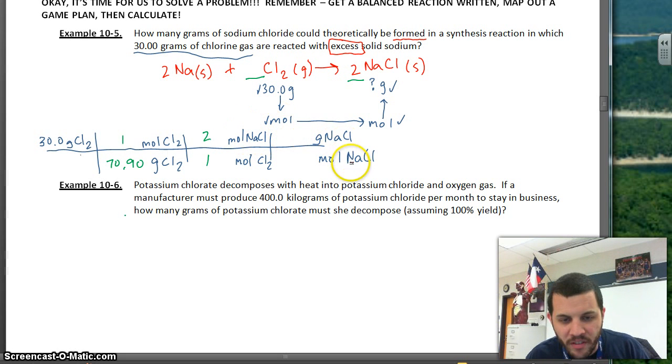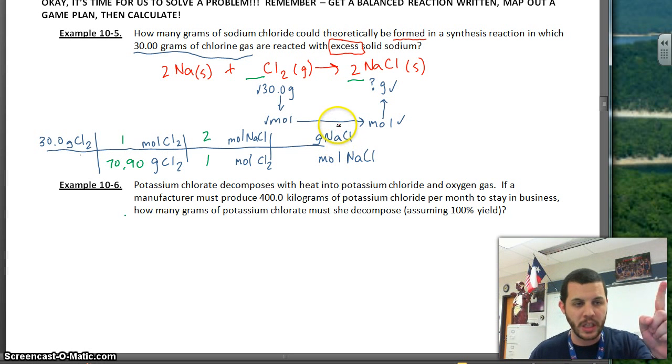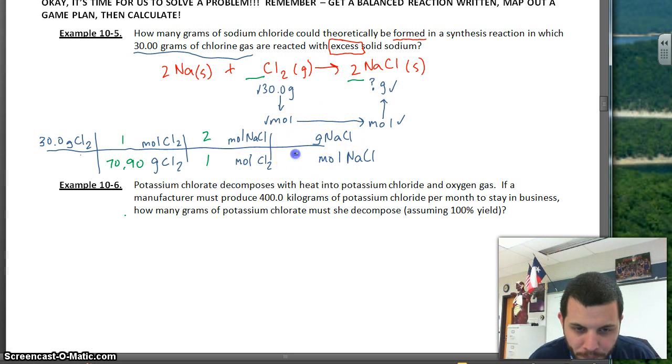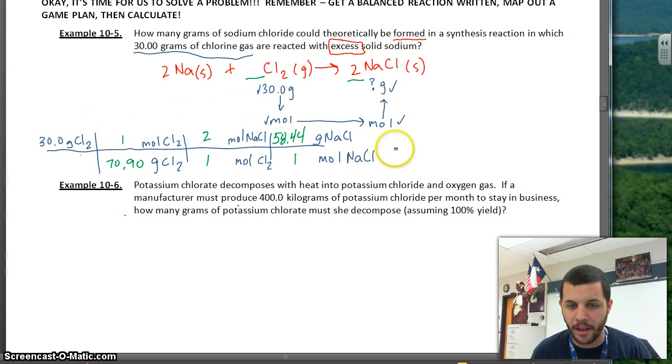Now I'm at moles of NaCl compared to grams of NaCl. So the 1 does go with the mole, and the molar mass is going to go with grams of NaCl. The molar mass, being sodium at 22.99 plus chlorine at 35.45, gives me 58.44. Where's my pen at? There it is. 58.44. And so now I just do my math.